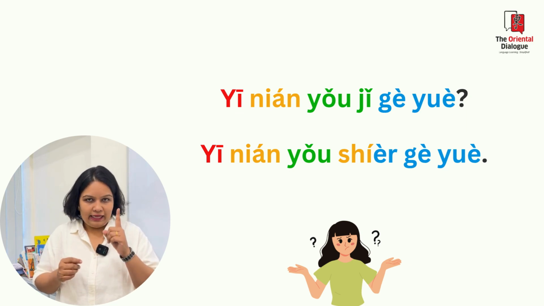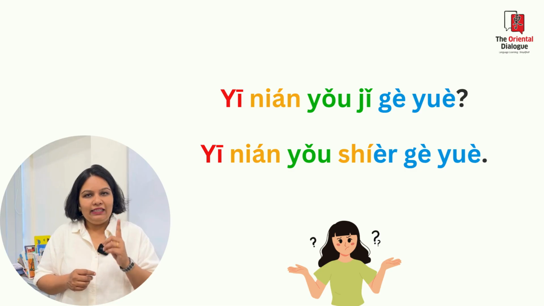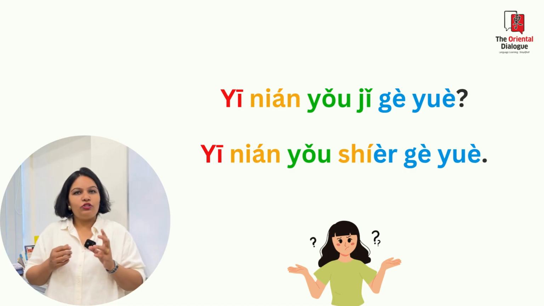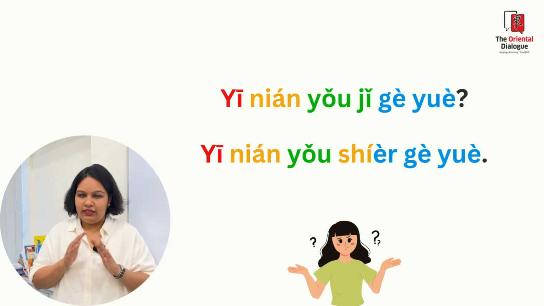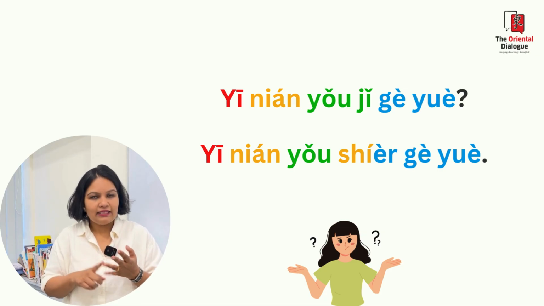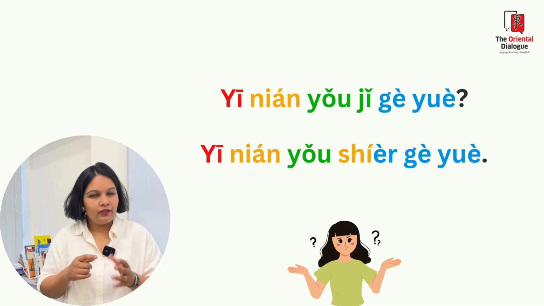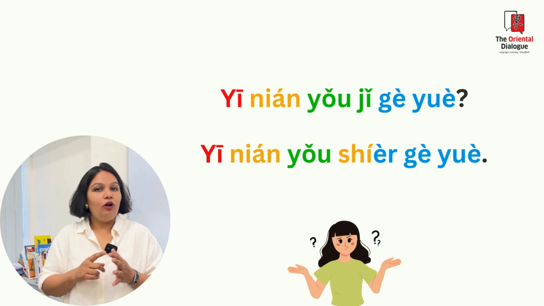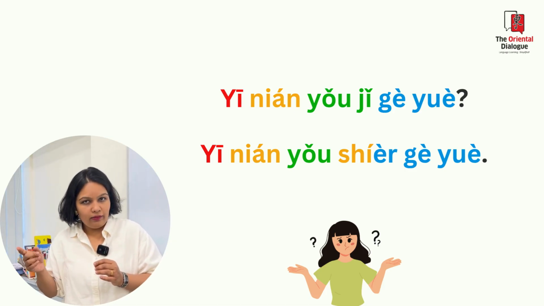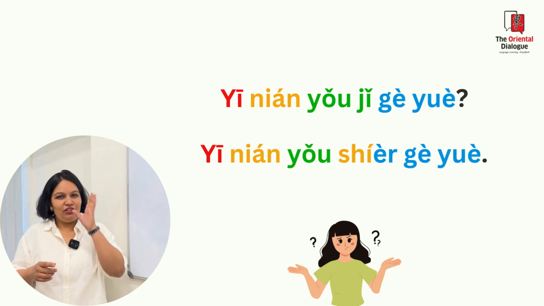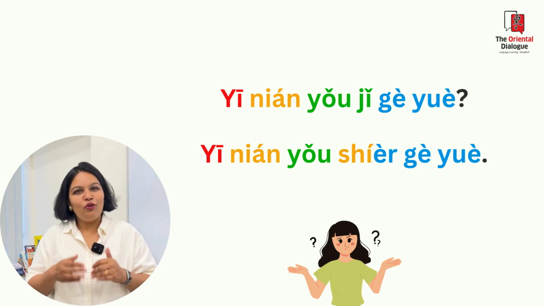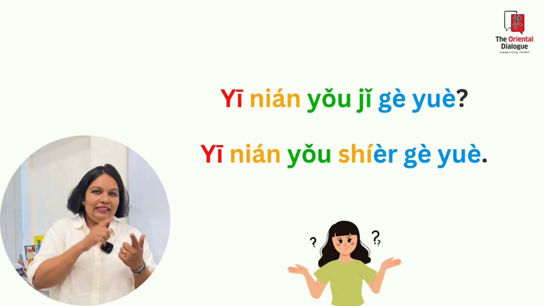Then 一年, 1 year. 一年有几个月. Remember, 有 was to have. 没有 is not have. So the question is, 1 year has how many months? 一年有几个月? One question that should come to your mind now is, why is there no measure word in yī and nián?